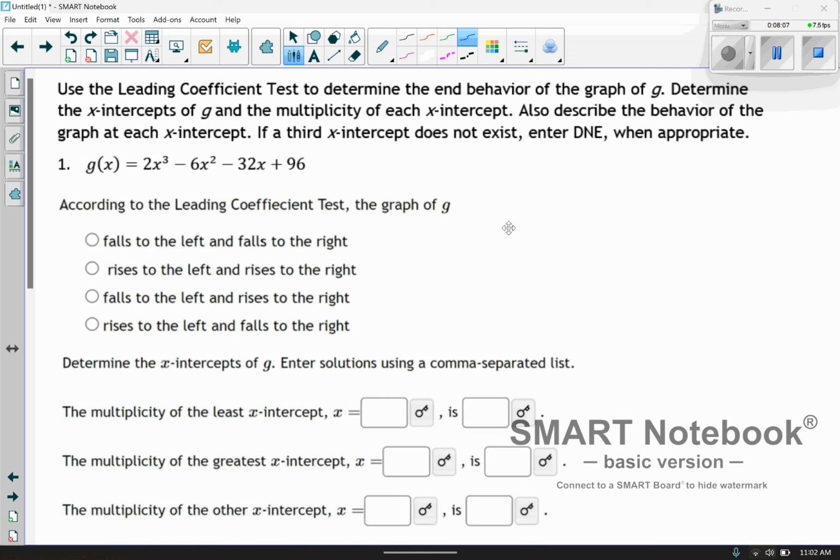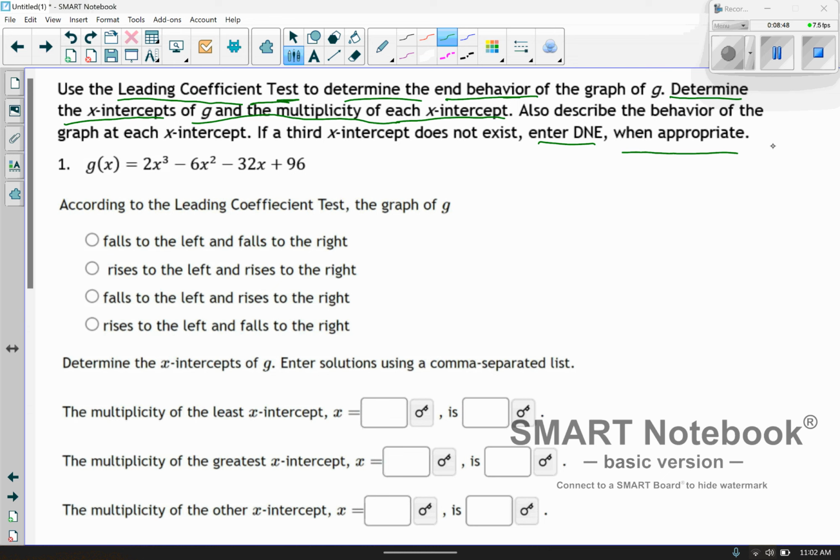So this is exactly how it's going to look on your homework. I wanted to make sure I have examples that will look like what you can expect from the homework. So right here are the directions. Use the leading coefficient test to determine the end behavior. So we'll start with end behavior of the graph. Then we want to determine the x-intercepts of G and the multiplicity of each of those intercepts. Also describe the behavior of the graph at each x-intercept. If the third x-intercept does not exist, then enter D and E when appropriate.